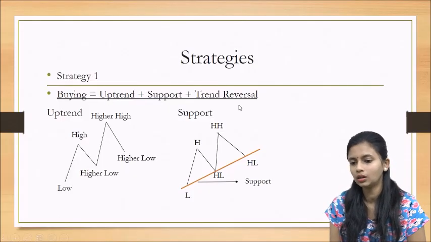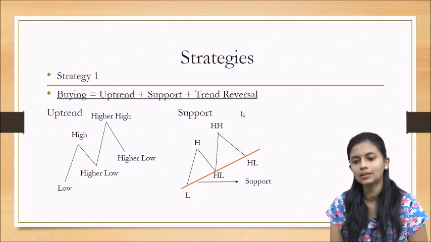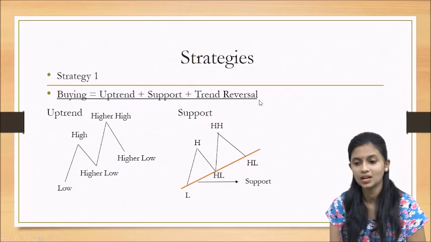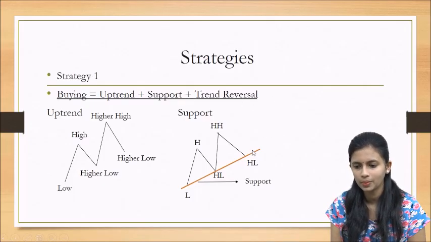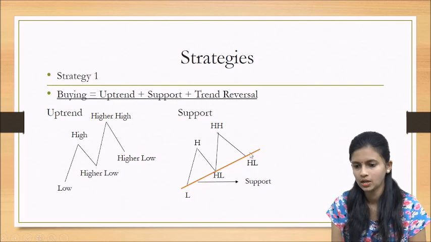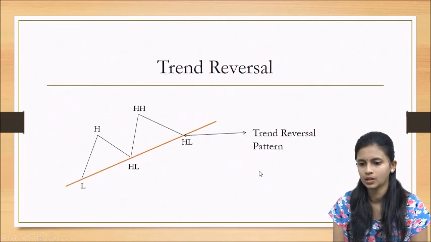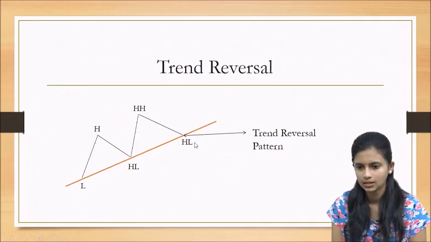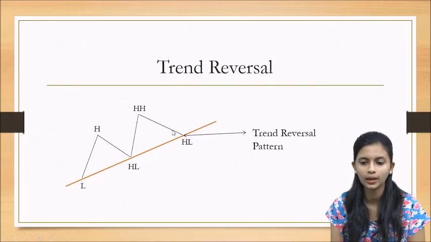Now what is the third thing required? That is trend reversal. Where should this trend reversal be? This trend reversal pattern is to be present at this point. Let's say this has low as 1, then 1, 2, 3, 4 and 5. In this 5th point, there should be a trend reversal pattern. You can see here, at this point, a trend reversal pattern is to be present. Then only you can apply this strategy 1.